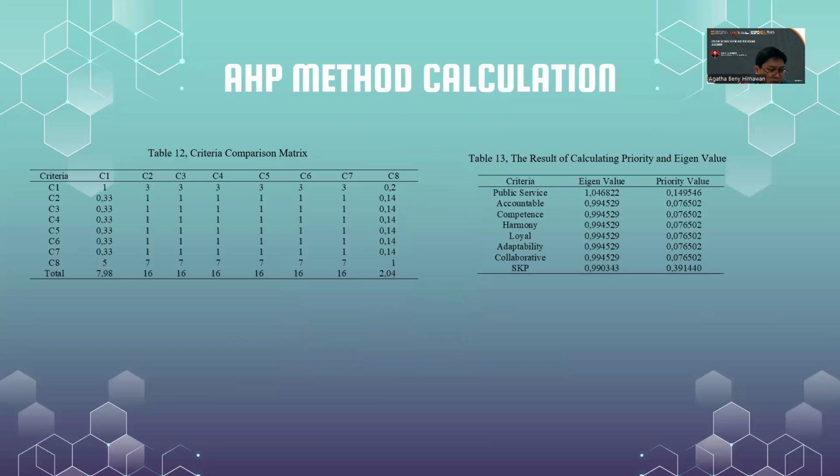Calculation using the AHP method in the employee performance assessment system is required to determine the resulting comparison from the three techniques. In the AHP method, the first step is to determine the comparison matrix between criteria. The criteria comparison matrix can be seen in table 12 and the calculation ratio of priority is seen in table 13.